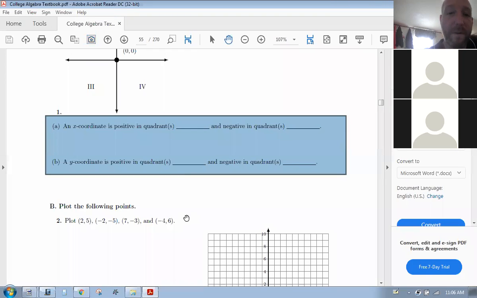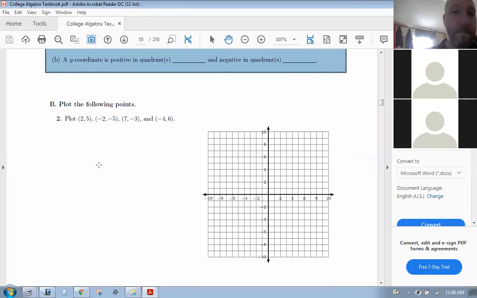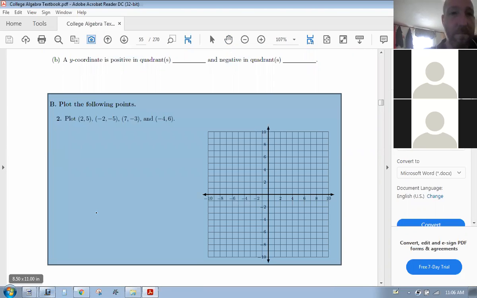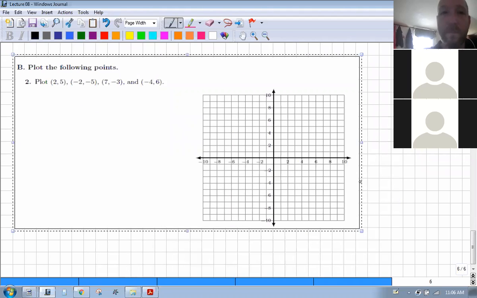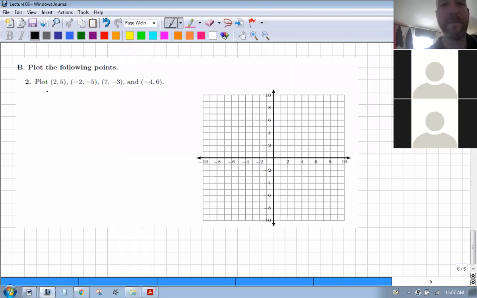All right, let's plot the following points. So 2, 5, we go to the right 1, 2, and then we go up 5, 1, 2, 3, 4, 5. So there's 2, 5. -2, -5, we go to the left 2, and we go down 5, 1, 2, 3, 4, 5. So right there is a -2, -5.